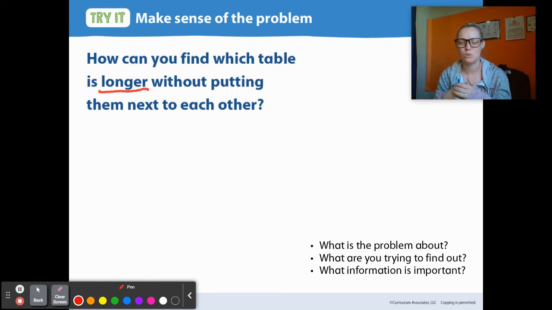What would we have to do? So you're going to try this on your own, and you can just explain to me, what can you do to figure out which one's longer? Don't tell me which one's longer, just tell me what do we do to figure it out. Come up with some ideas and then come back when you're ready.